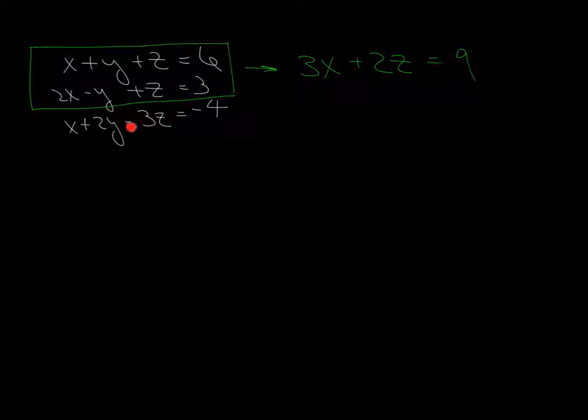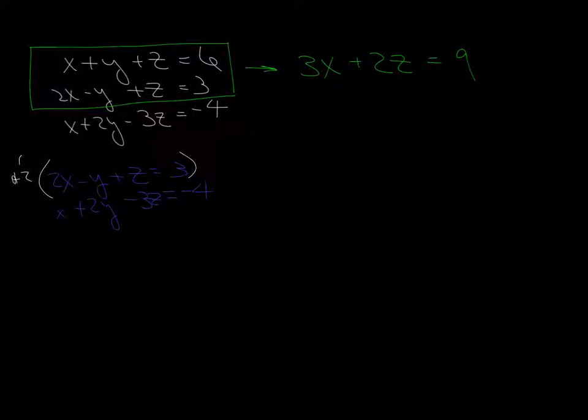So let's look at this one here. I'm going to go ahead and do these two right here. So 2x minus y plus z equals 3. X plus 2y minus 3z equals negative 4. Alright, so I'm trying to get rid of the y's. In order to do that, I'm going to have to multiply this top one by just 2, so that when I multiply it, I get a negative 2y.